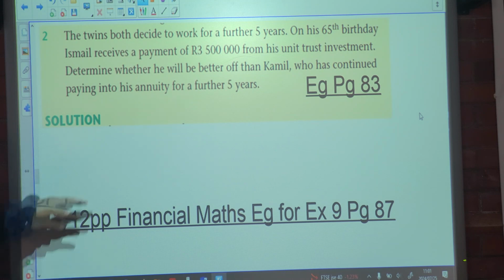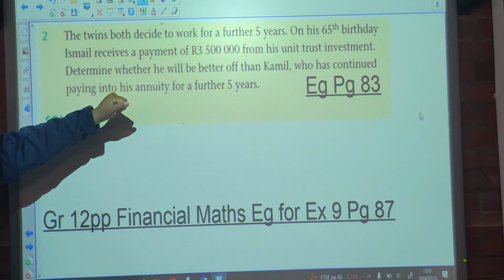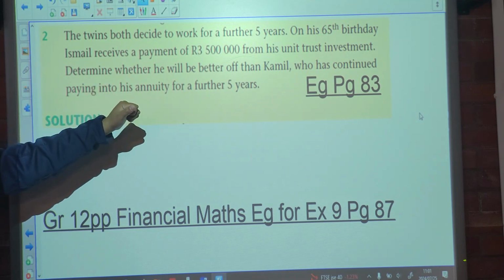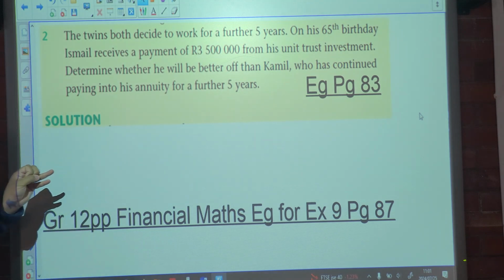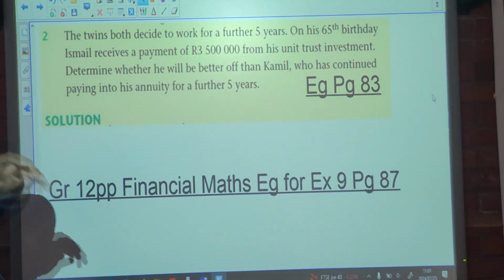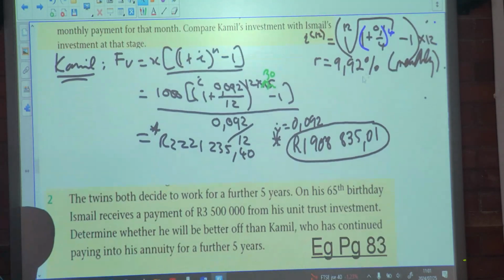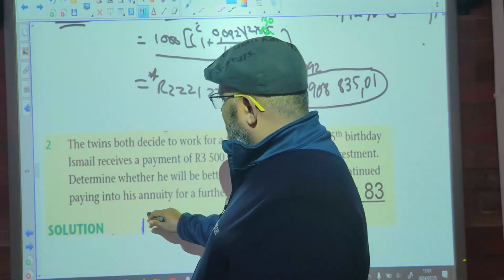So when nothing changes in terms of his loan, or his agreement on the investment, the interest rate stays the same, and the installment stays the same, the installment amount. So let's see. I'm going to use the same formula, same substitution. So we're going to have your FV now.